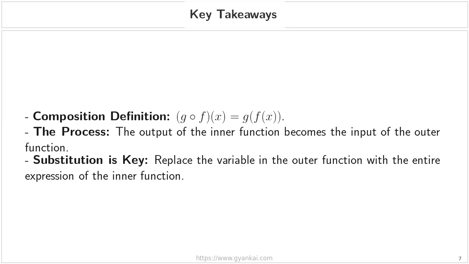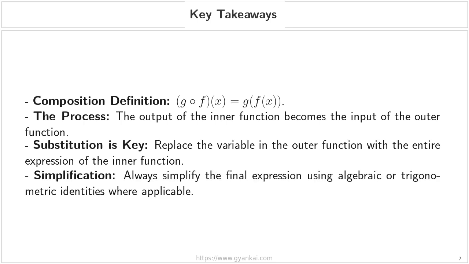As we saw in our step-by-step procedure, substitution is key. You must replace the variable in the outer function with the entire algebraic expression of the inner function. Be especially mindful here to use parentheses, as we noted in the common mistakes section, to ensure your calculations remain accurate. Finally, always remember to simplify your final expression. Whether you are using algebraic expansion or trigonometric identities, as demonstrated in our worked examples, simplifying your answer is the final and essential step in the process.